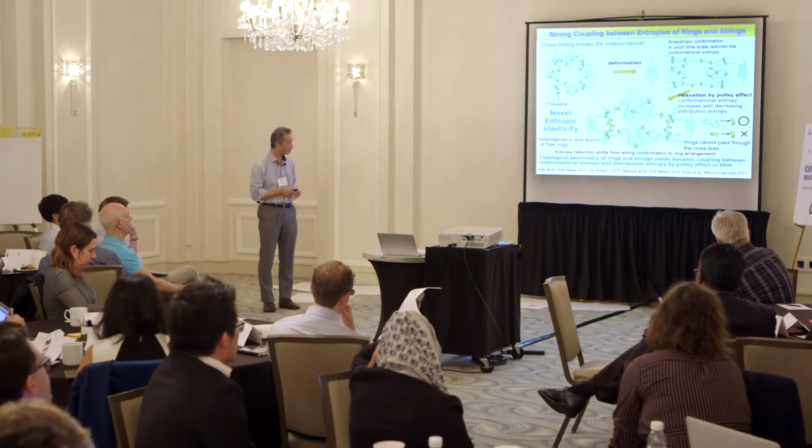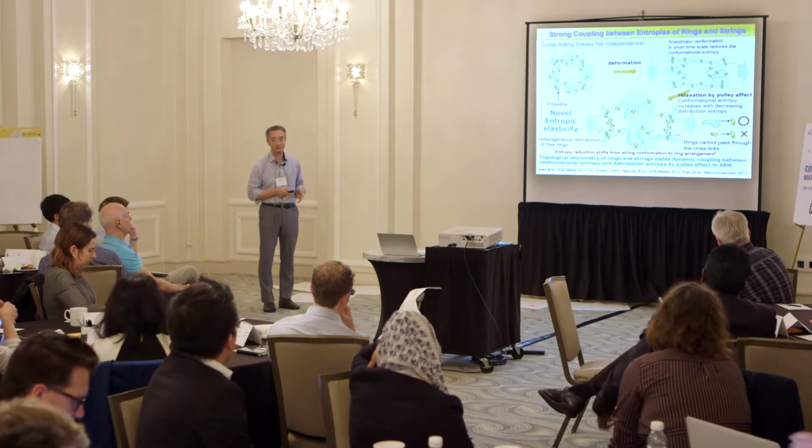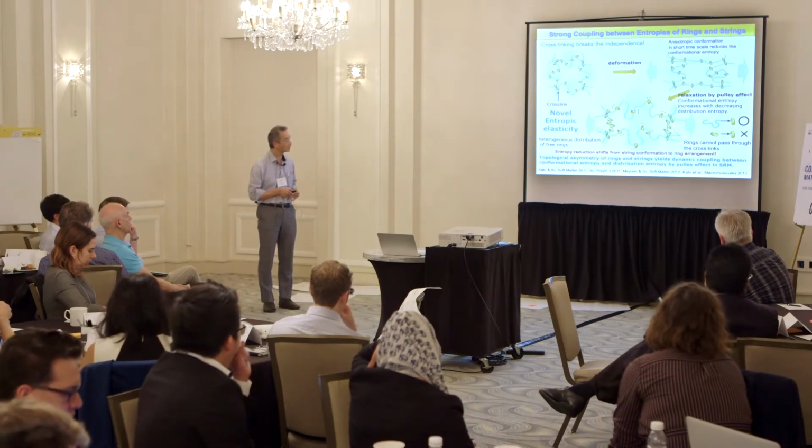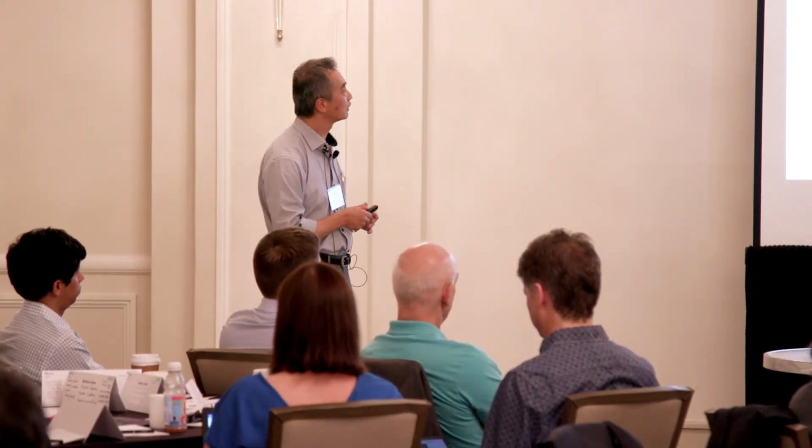So a novel entropic elasticity emerges from the entropy of rings. This means that the topological asymmetry of ring and strings is a dynamic coupling between the conformational entropy of the string and the distribution entropy of rings by the pulley effect in the slide ring materials. So the entropy bridges the gap between the nano and macro scales.